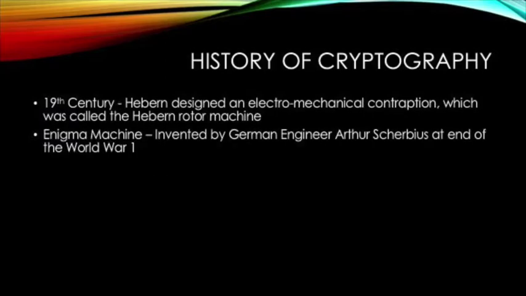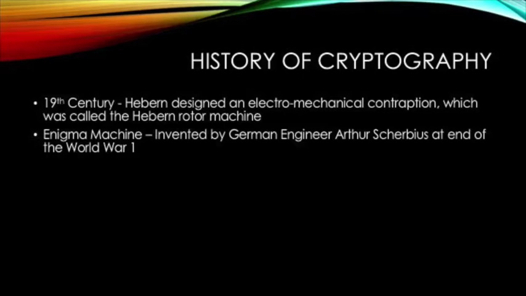In the 19th century, Hebern designed an electromechanical contraption called the Hebern rotor machine. It used a single rotor in which the secret key is embedded in the rotating disk. The key encoded a substitution table, and each key pressed on a keyboard resulted in the output of ciphertext. This also rotated the disk by one notch, and a different table would then be used for the next plaintext character. This was again broken by using letter frequencies.